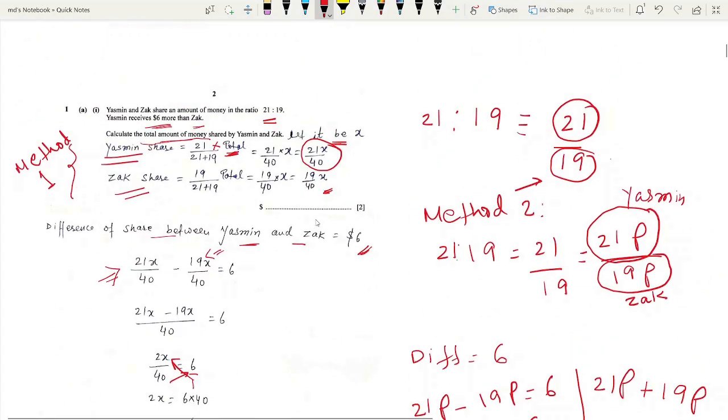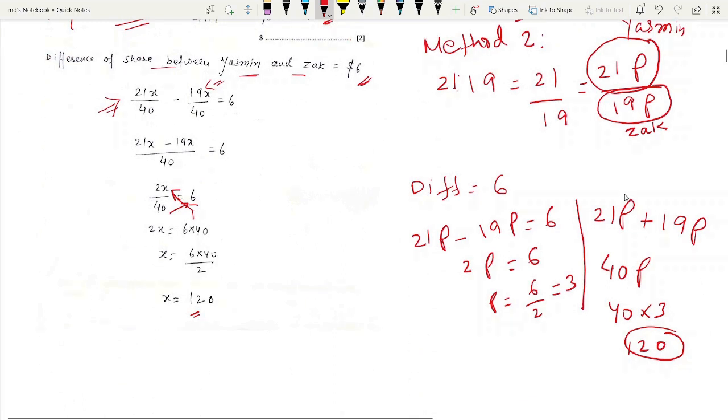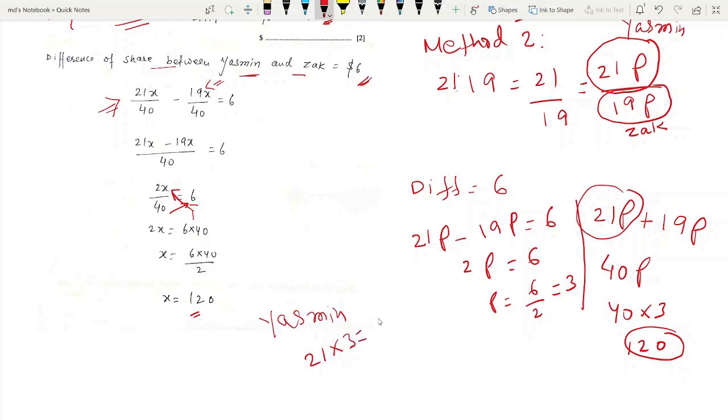If the question would be find the amount of Yasmin as well as Zach, how can we do that? This is for Yasmin's amount, right? 21p alone. So Yasmin's amount can be 21 times p, which is 3, so that will be 63, and the Zach amount is 19p. So 19 times 3, this can be Zach's amount. But for this question we have to find the total amount, so that is 120. No need to find these two, Yasmin and Zach, individual values, right? Okay, now move to the next question.